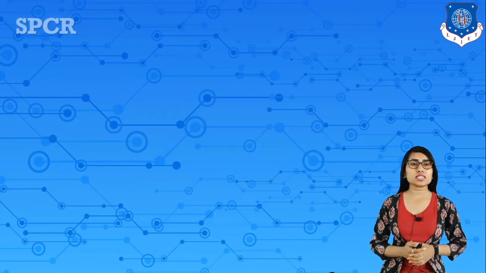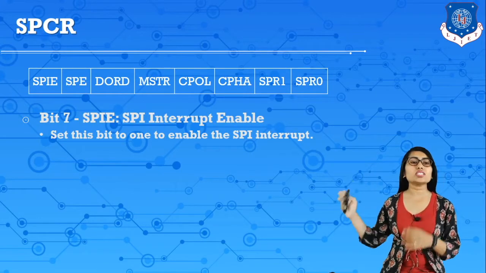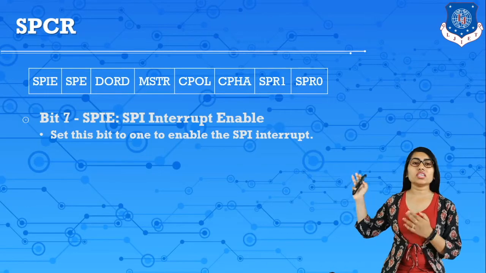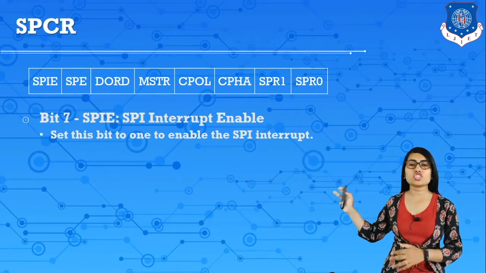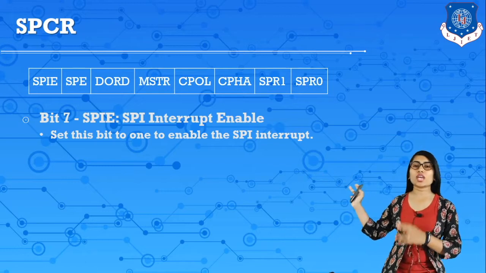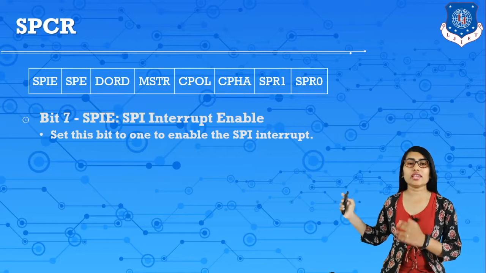Now let's discuss SPCR. Here we have all the 8 bits: SPIE, SPE, DORD, MSTR, CPOL, CPHA, SPR1 and SPR0. First is SPIE, that is SPI interrupt enable.